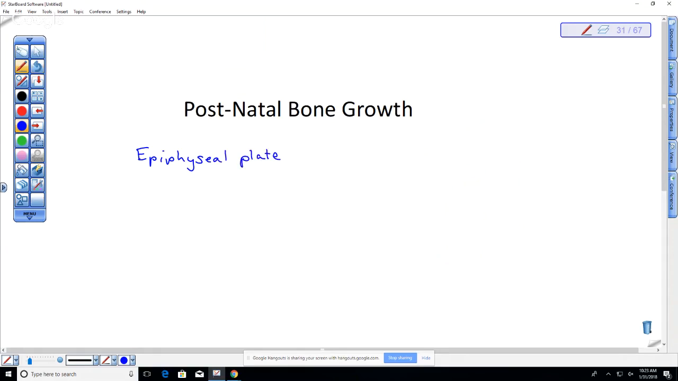So what type of tissue is the epiphyseal plate? Nobody remembers? So it would be hyaline cartilage. And it is also considered to be the growth plate. Okay, so the epiphyseal plates are hyaline cartilage that is then capable of undergoing cell division.